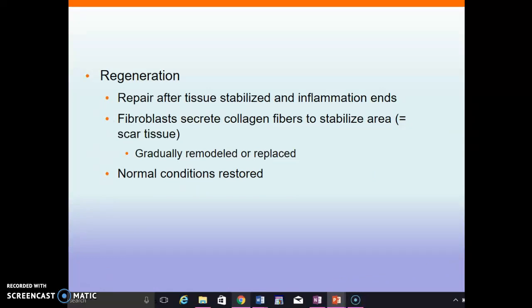During regeneration, repair occurs after the tissue has been stabilized and the inflammation ends, and fibroblasts will secrete collagen fibers to stabilize the area. If the wound is shallow, the area is gradually remodeled and forms perfect new skin, for example, that's completely functional. But if the wound is too deep, those collagen fibers form a scar tissue.